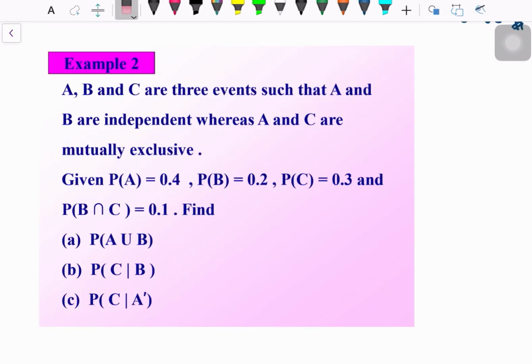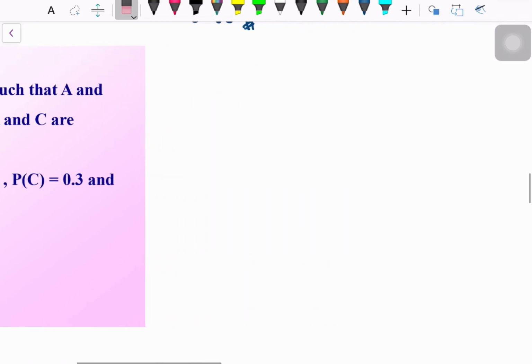Example 2. A, B, and C are three events such that A and B are independent, whereas A and C are mutually exclusive. Given that the probability of A is equal to 0.4, the probability of B is equal to 0.2, probability of C is equal to 0.3, and the probability of B intersect C is equal to 0.1. Find: A, the probability of A union B; B, the probability of C given B; and lastly, the probability of C given A complement. So let's start doing A first.